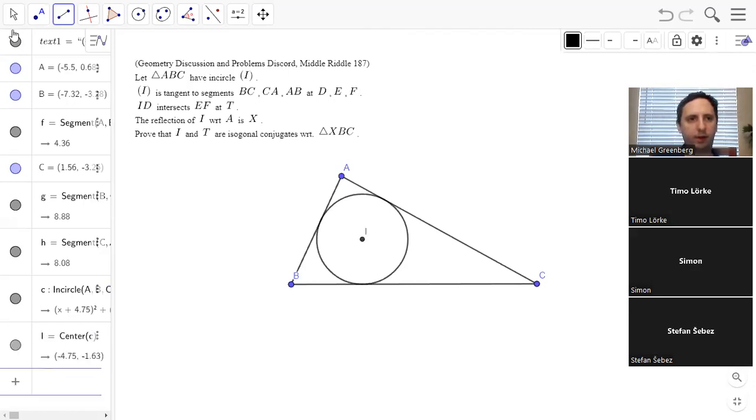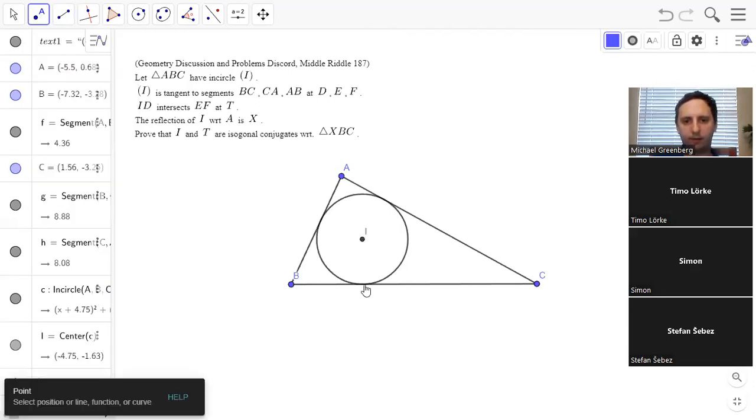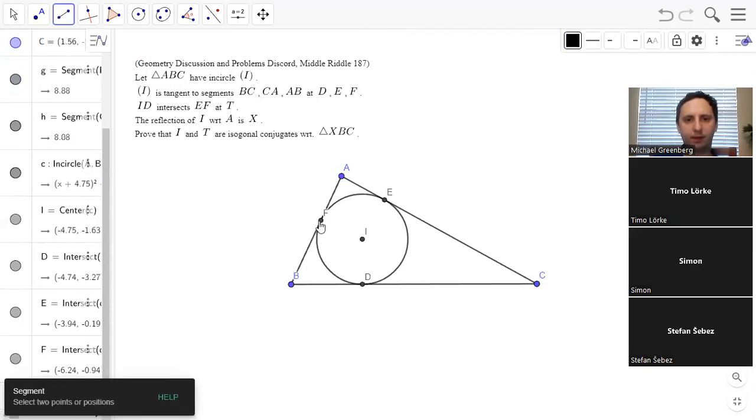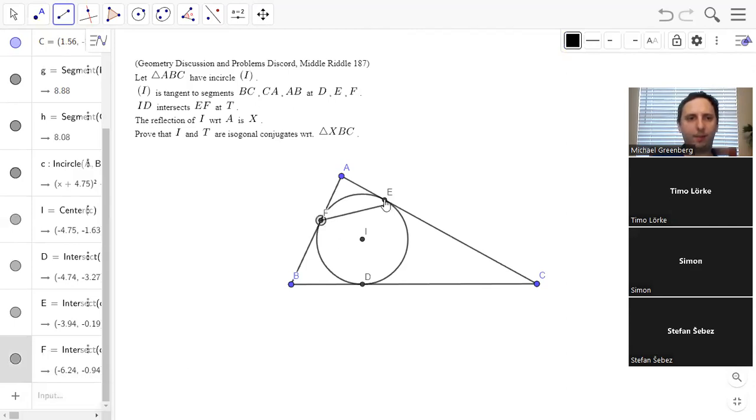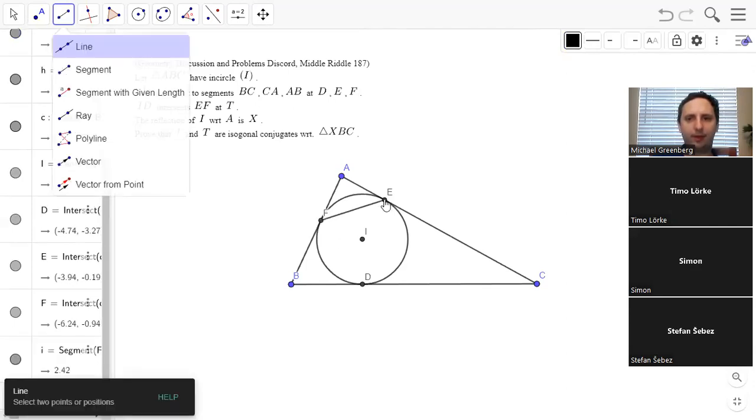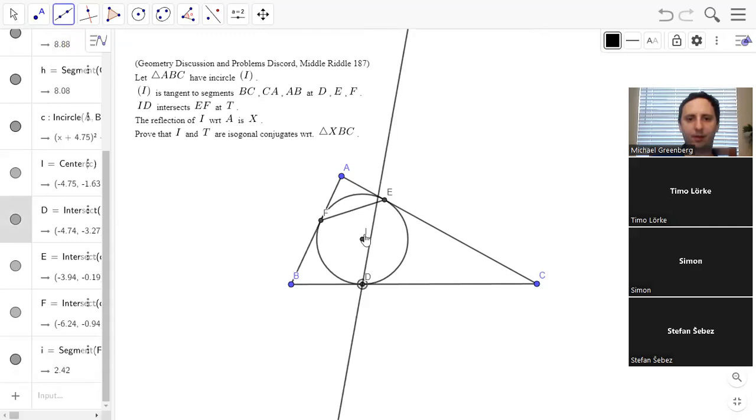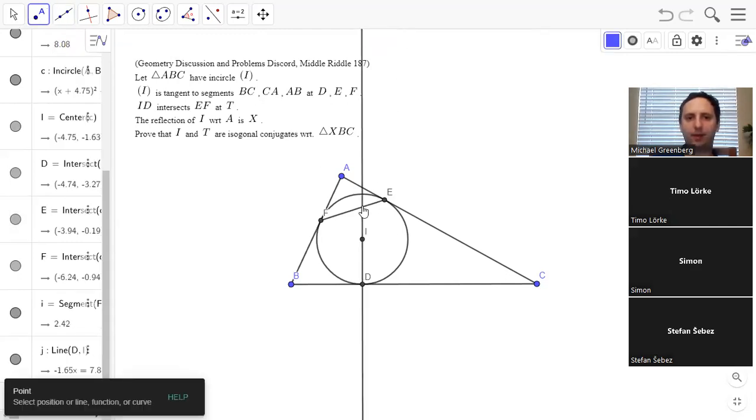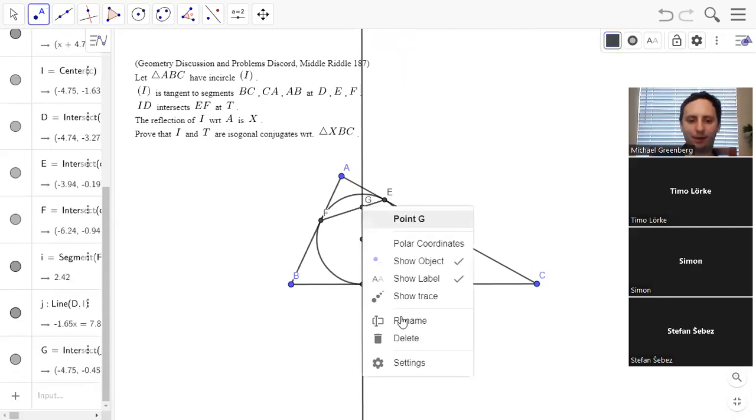All right, and it's tangent at D, E, and F. And ID intersects EF at T. So I think there's a famous lemma here. I think this is the Iran lemma. It says that AT is a median of triangle ABC, right?